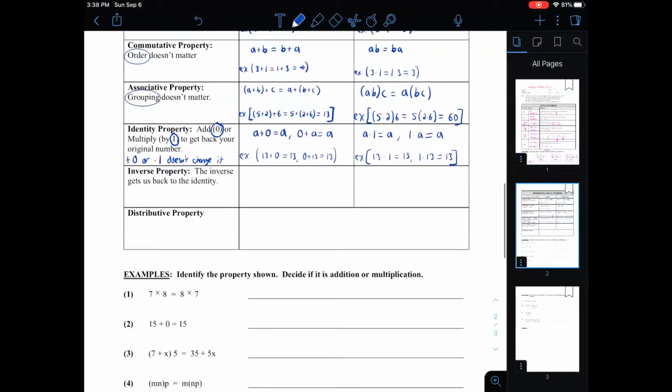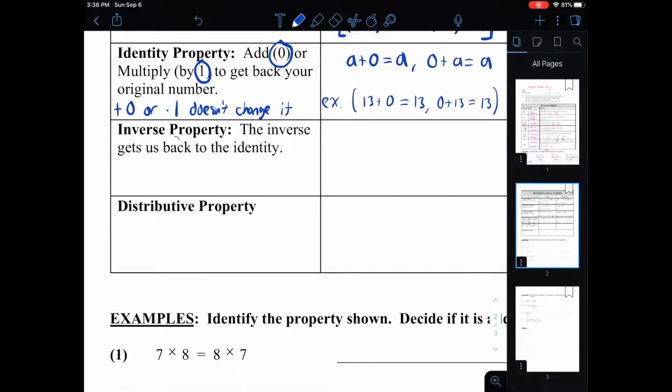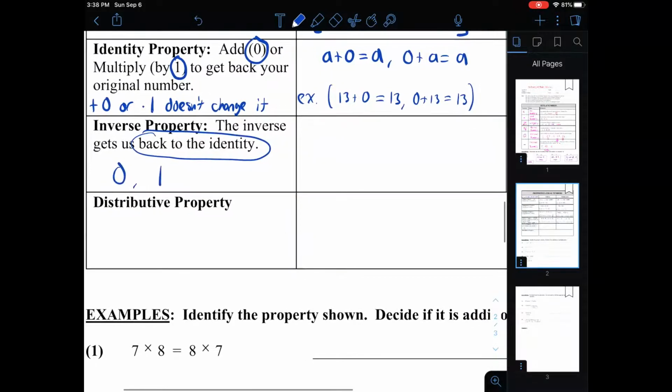Two more properties. Inverse property. The inverse gets us back to the identity. Let's circle back to the identity, which is 0 and 1. So, what's the inverse property? If we're doing a, what can I add to a to get us back to 0? Well, I need the opposite of a. That's how you get 0, right? What's the opposite of a? That's going to be negative a, or the opposite of a, which equals 0.